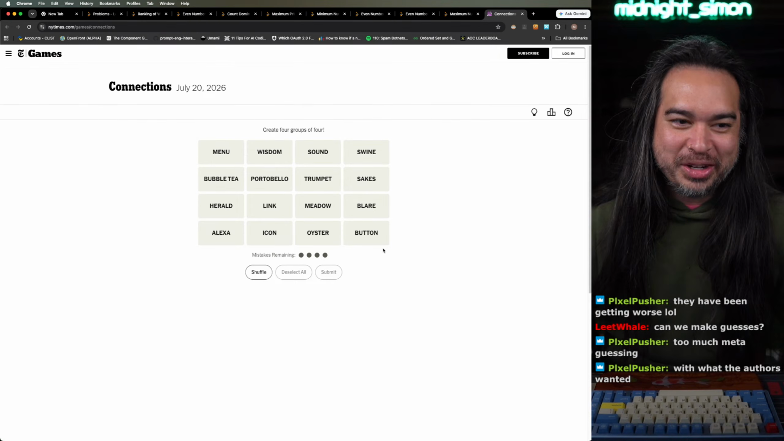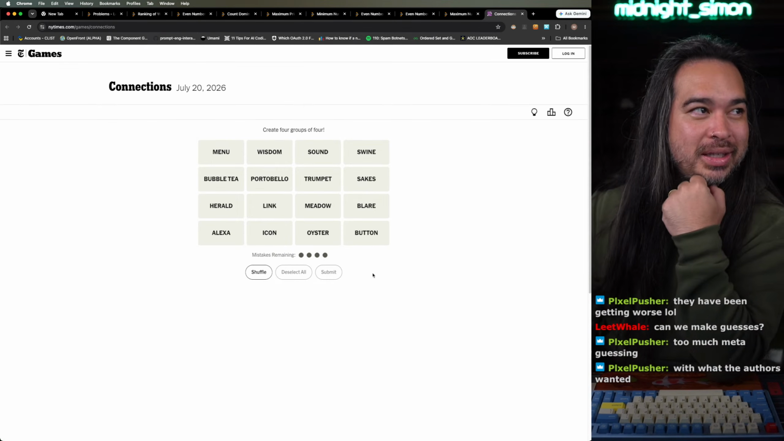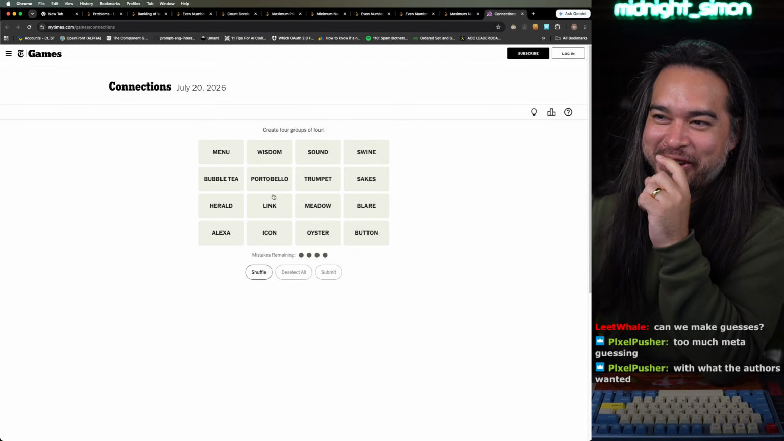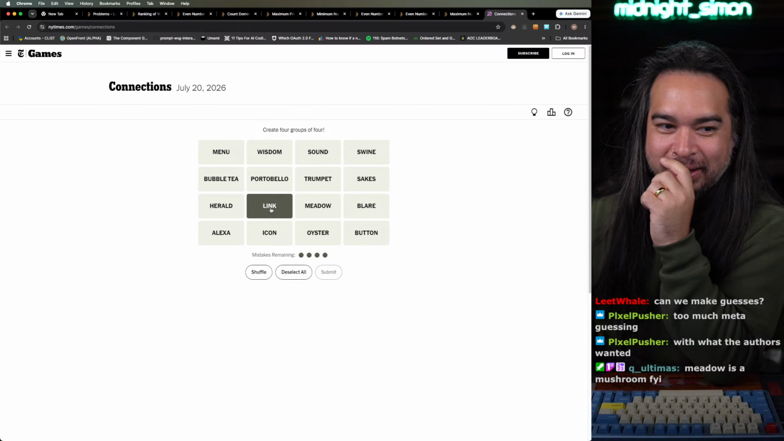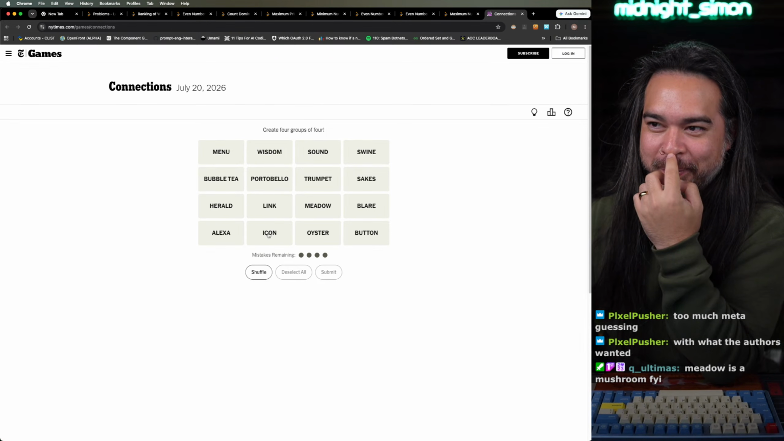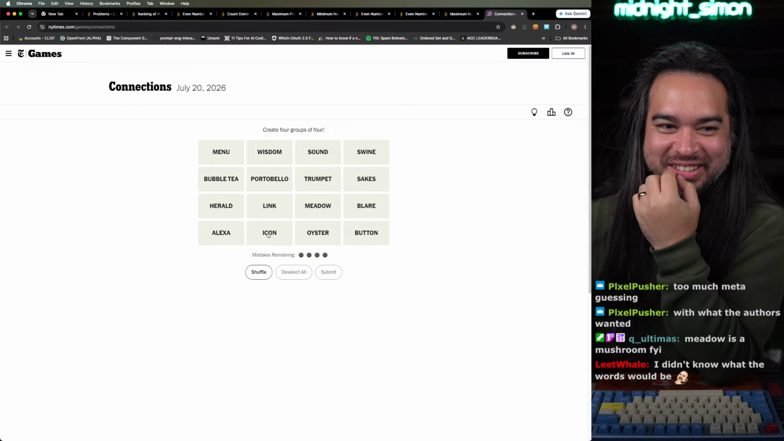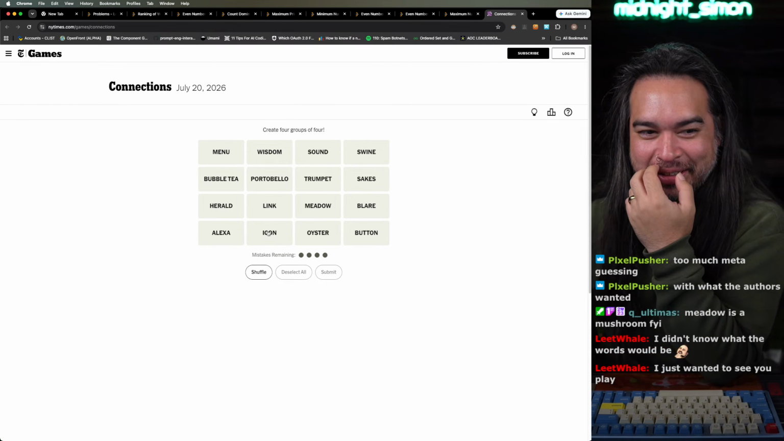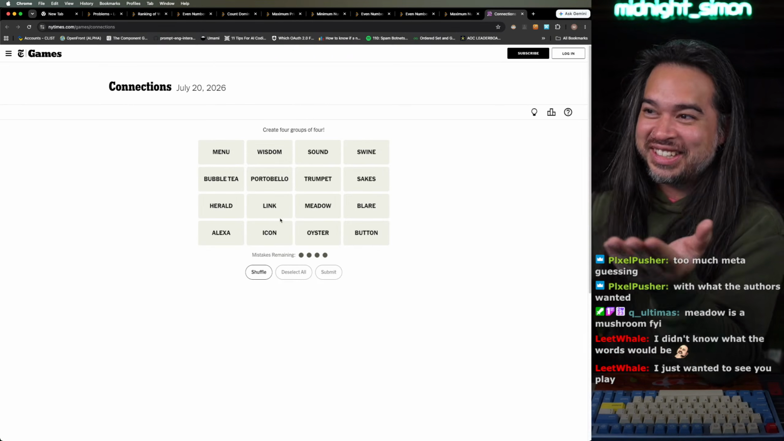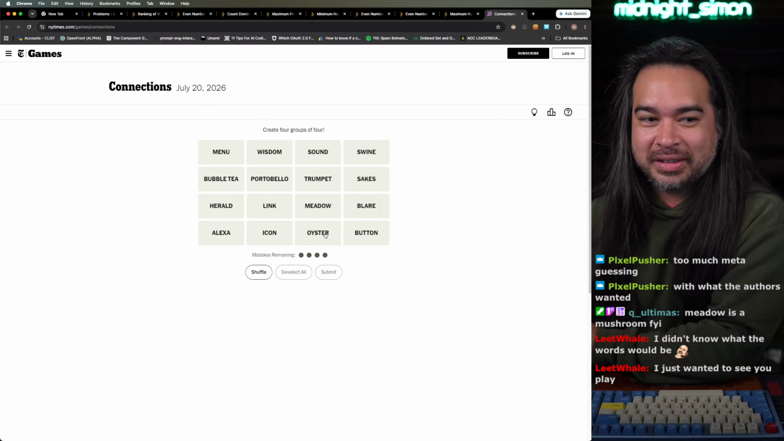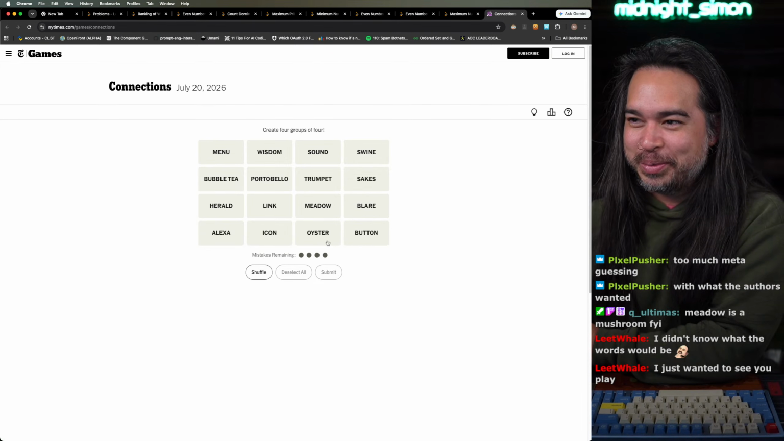Hey, LeetCode, why you trying to make me do these hard ones, man? I don't see any connection anywhere. Icon. I give up. It's too hard. This is the hardest one I've ever done in my whole life. Meadow is a mushroom. I didn't know that.